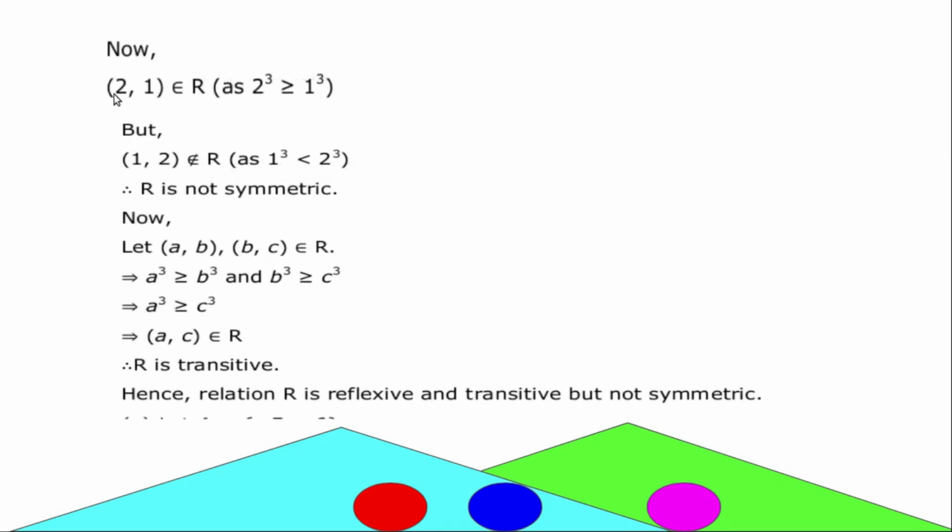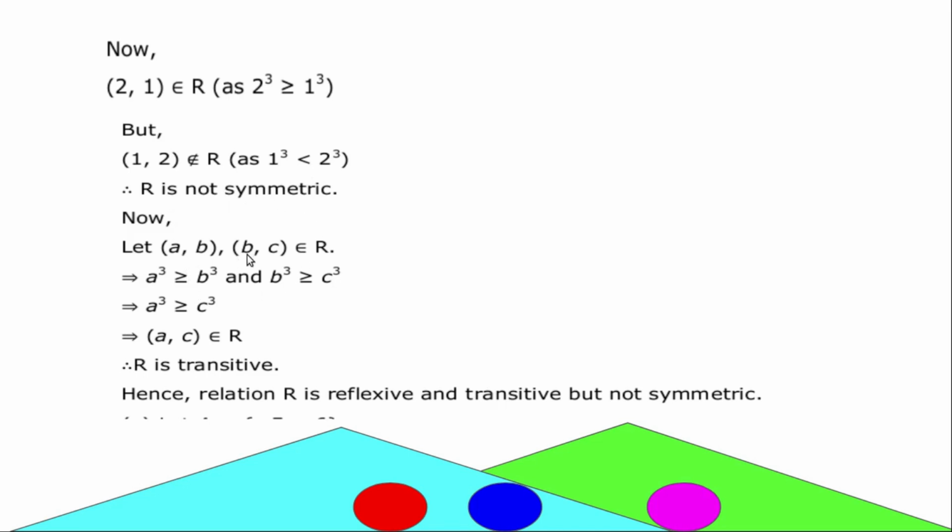Now consider ordered pair (2, 1) belongs to R. Now ordered pair (2, 1) belongs to R because 2 cube is 8, and 8 is clearly greater than 1 cube. But ordered pair (1, 2) does not belong to R because 1 cube is less than 2 cube. So R is not symmetric.